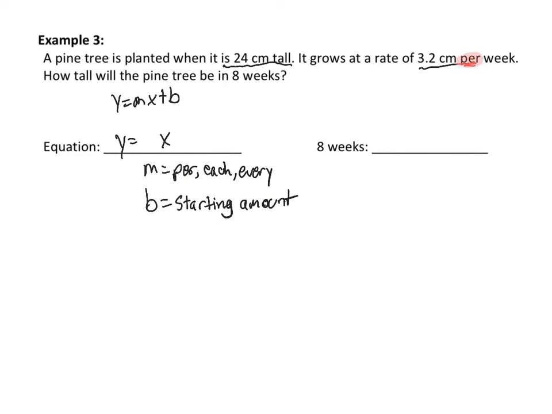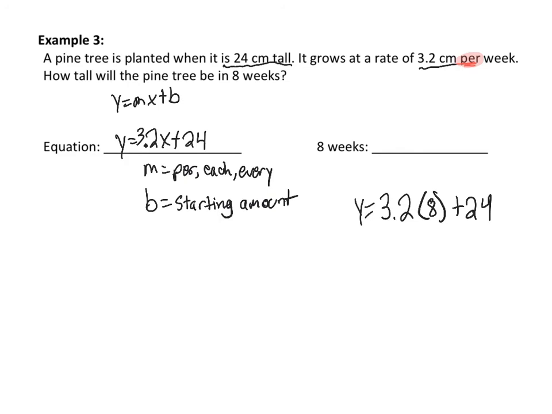That word right there is very important. So our B is the starting amount, and we said the tree started at 24 centimeters tall, and it grew at a rate per week of 3.2, and that would be our M. Now it wants us to answer the question, how tall will the pine tree be in 8 weeks? So we have to plug in 8 for x. So I'm going to use that equation that we had. Y equals 3.2. We're plugging in 8 for x plus 24.